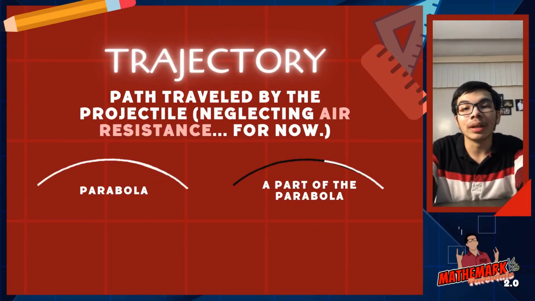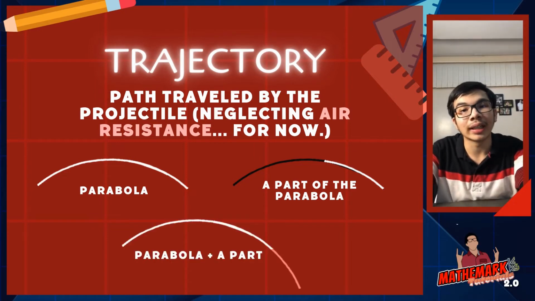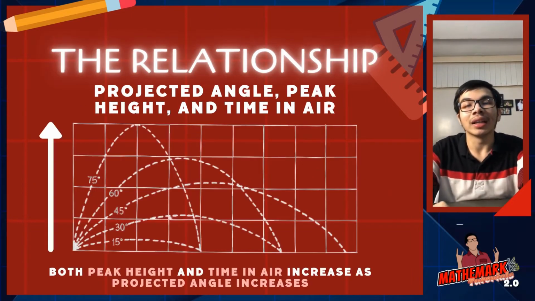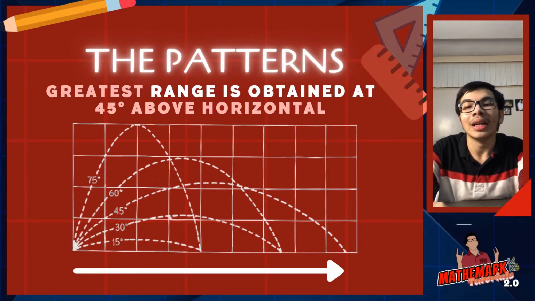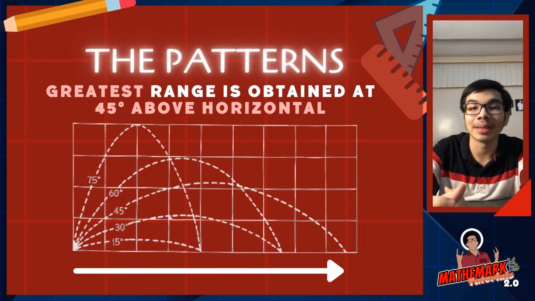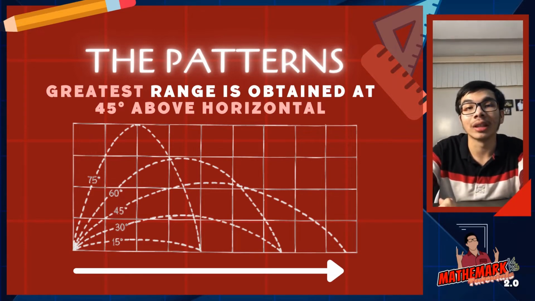It can also be only a part of it depending on the scenario. It can be both cases combined. For this clip, we shall neglect air resistance which may alter the trajectory. Given the different trajectories with the same initial velocity, the projected angle, time in air, and the peak height are directly proportional, which means that if one of them increases, the other two variables should increase also. It is at the 45-degree angle that yields the greatest horizontal distance, or simply the range. The closer the angle is to 0 or to 90, the shorter the range will be.